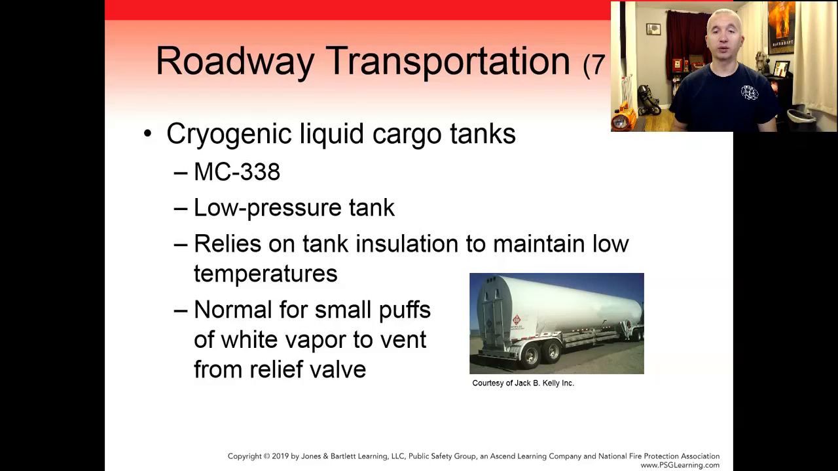Cryogenic liquid tanks, or MC338. This low-pressure tank relies on tank insulation to maintain the low temperatures required for the cryogens it carries. A box-like structure containing the tank control valves is typically attached to the rear of the tank. Special training is required to operate valves on this and any other tank, and from time to time, small puffs of white vapor will be venting from the relief valve near the valve control boxes. However, this is a normal occurrence.